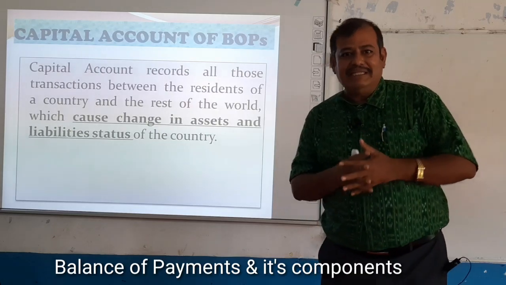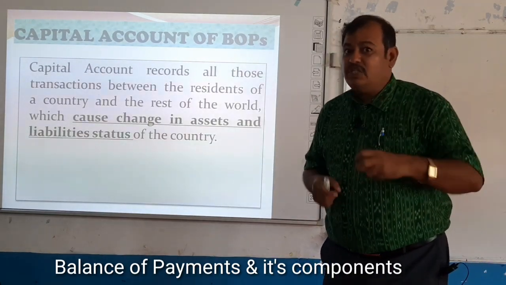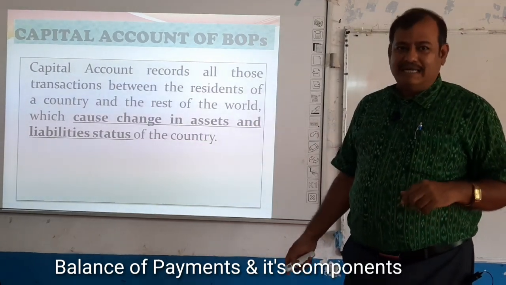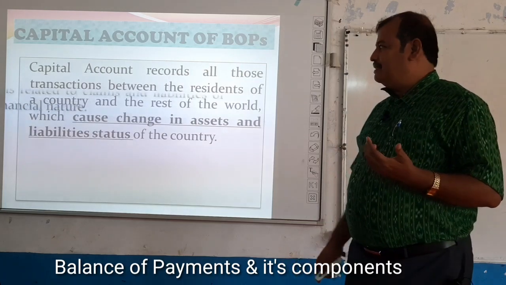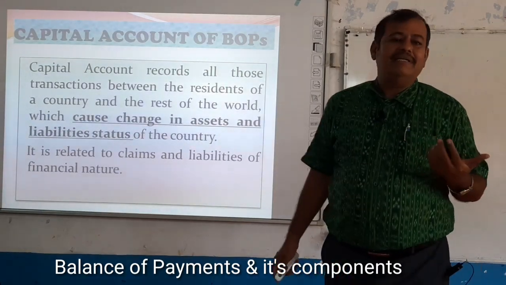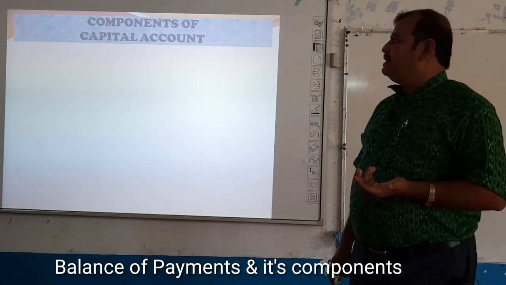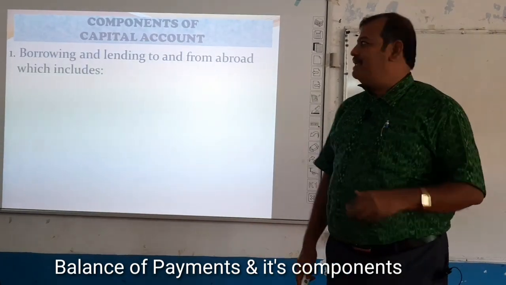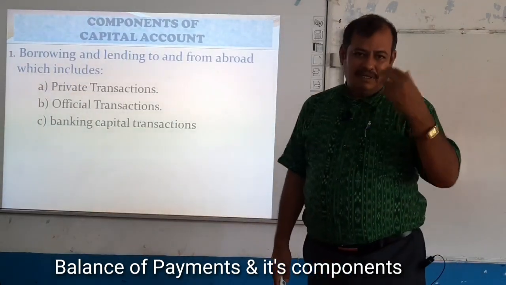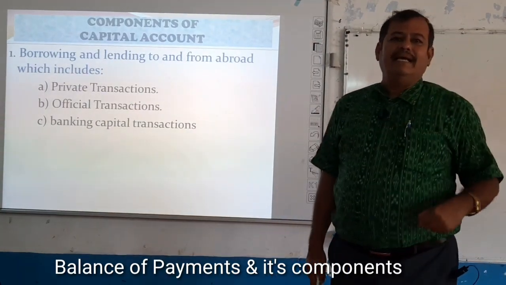That is why when there is a change in the liabilities and assets status of the country, those items are called capital items or the capital account of the balance of payments. So it is related to the claims of liabilities and assets of the country. Now if you see the components, the first one is borrowing and lending from the rest of the world or from abroad, which includes 3 transactions.